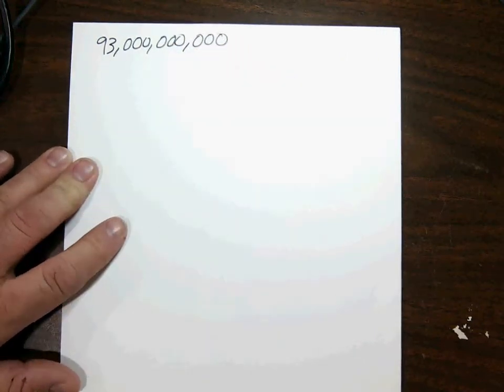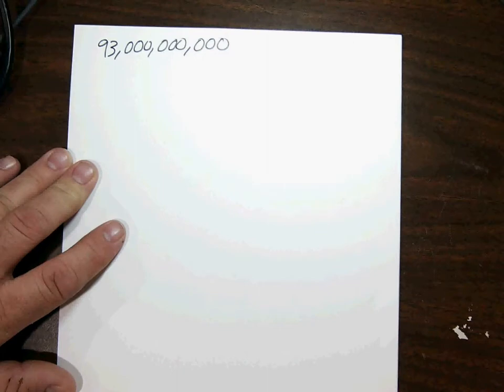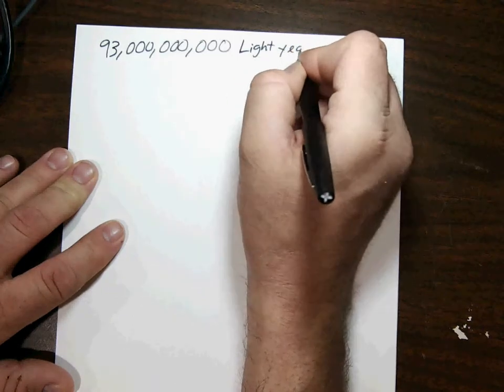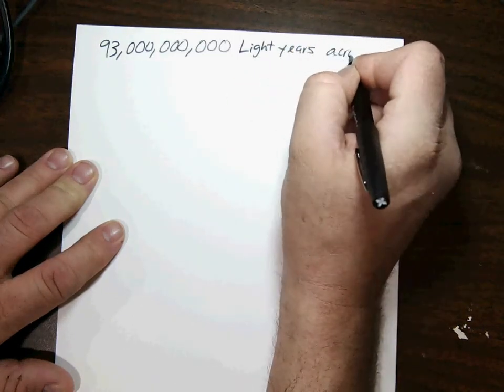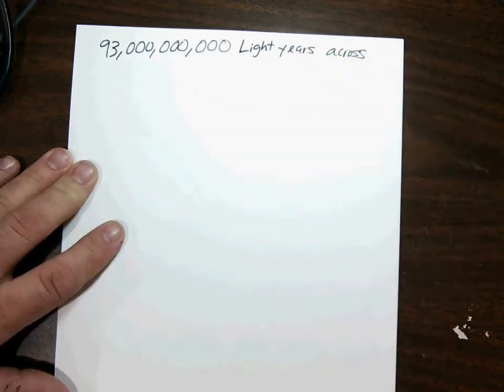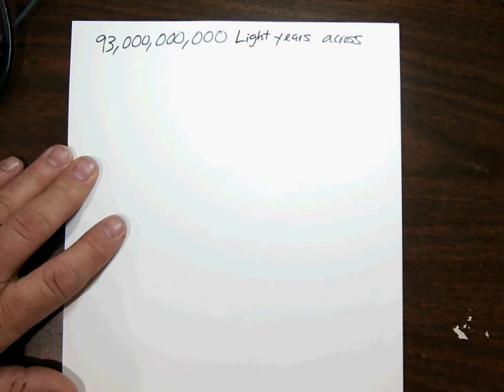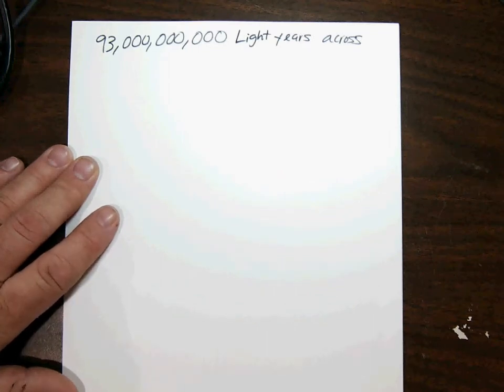The universe that we know, the observable universe, is 93 billion light years across. A light year is a measurement of distance, not time. And it's not a character from Toy Story either. 93 billion light years across. That's what we can see out there in the universe. And I want to know how many miles that is.